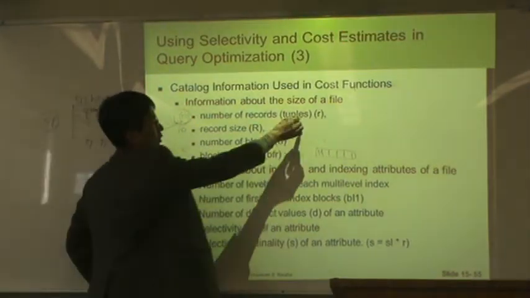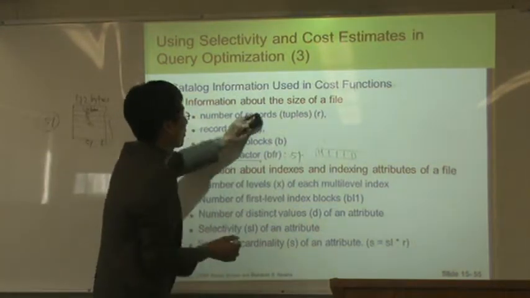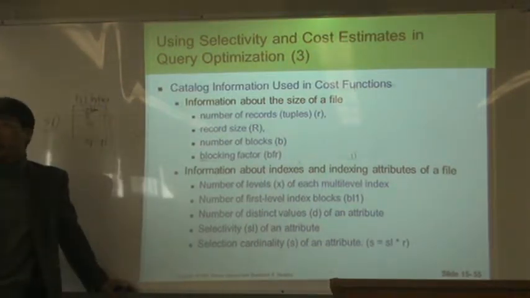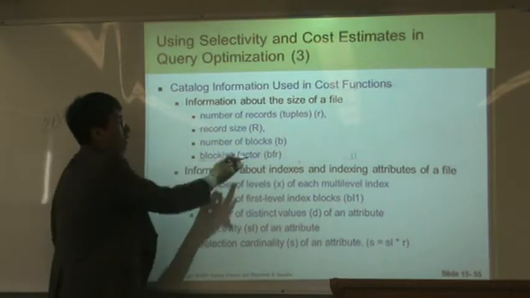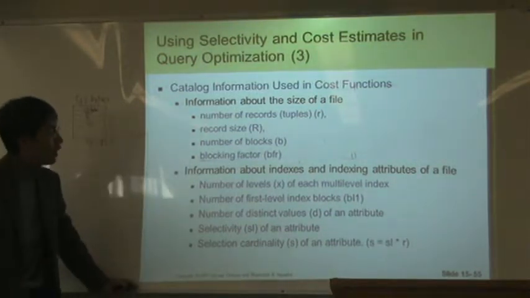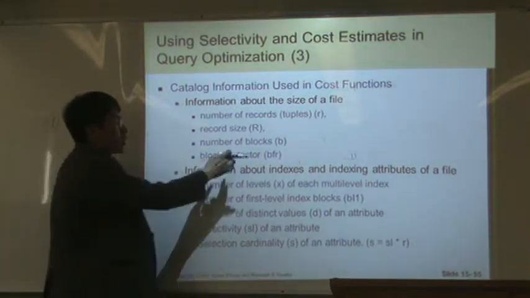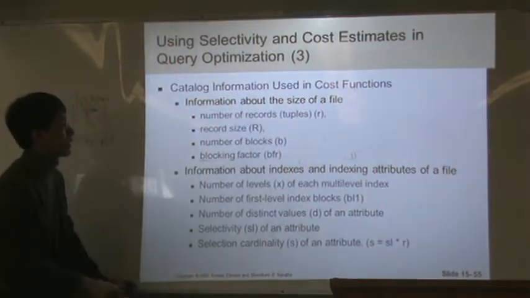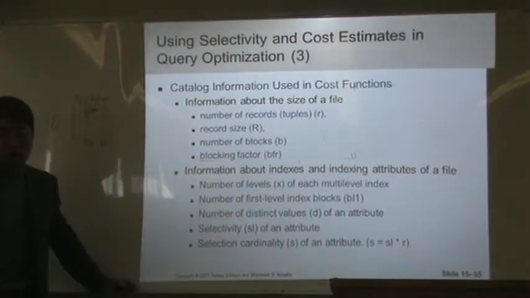Okay, that is the notation. So small r represents the number of records, and large R is the average record size, and the number of blocks is B for the table, and blocking factor is the average number of records in one block. That is the most important factor in database.